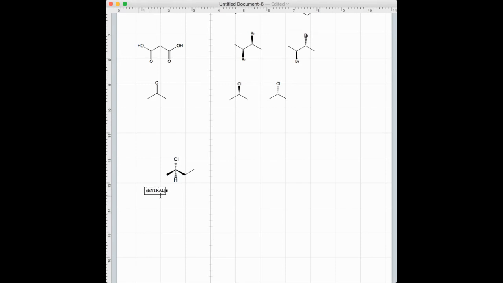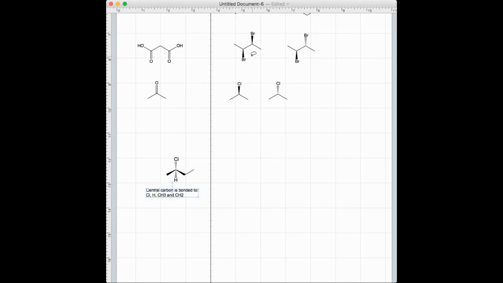So central carbon is bonded to chlorine, hydrogen, CH3, and CH2. Because this CH2 then is bonded to another CH3. I'm talking about the groups that are directly bonded to the carbon. So you can see how these four groups are different. Four different groups.